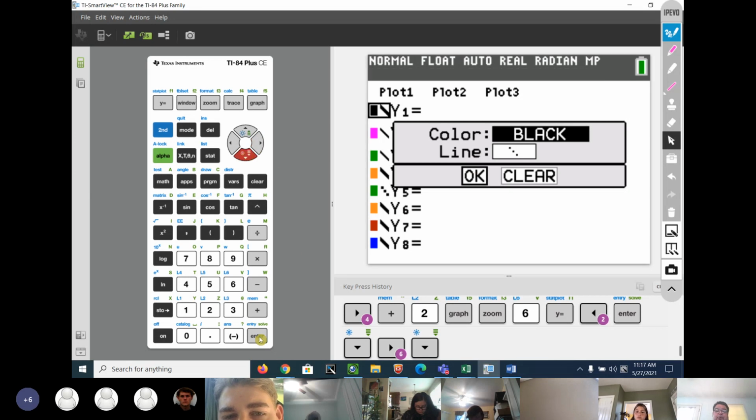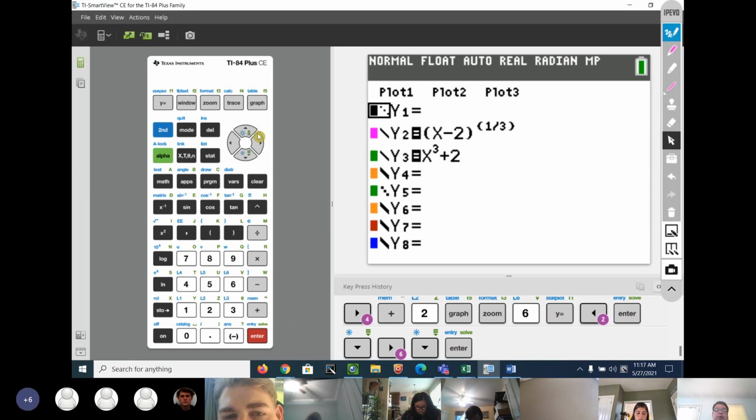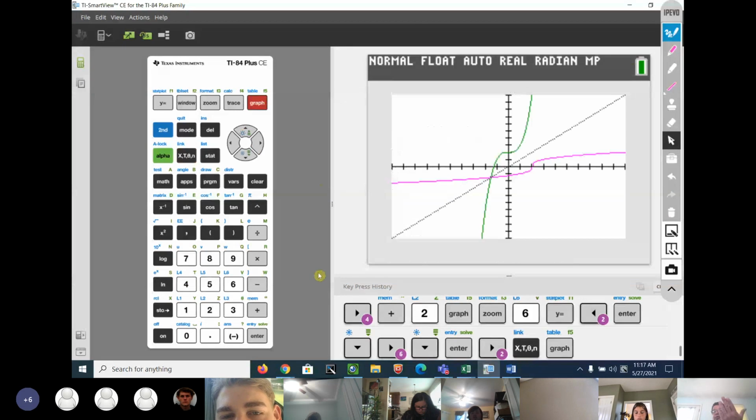Can't use your mouse, dork. 45 degrees. See? They are symmetrical to each other around the 45 degrees. That's how you know if you have an inverse. Kind of cool, isn't it?